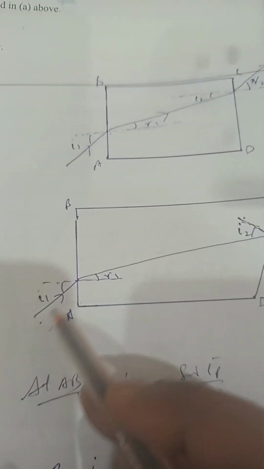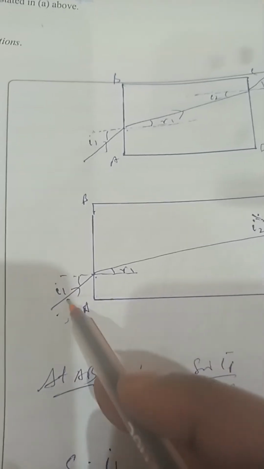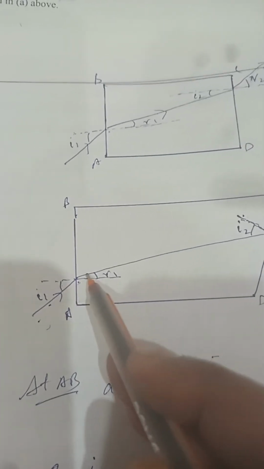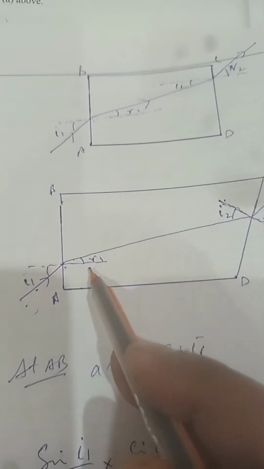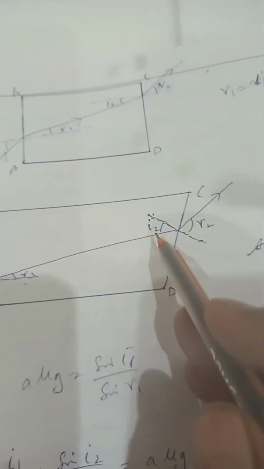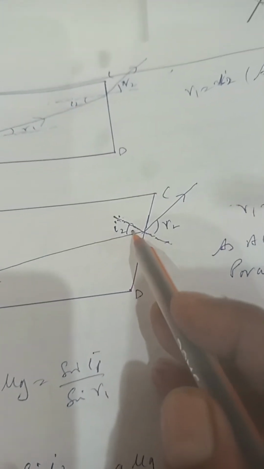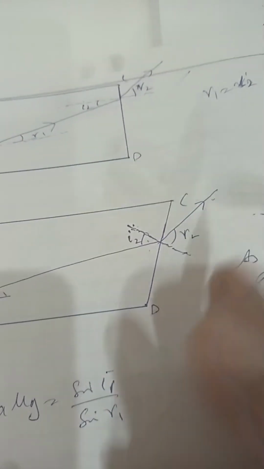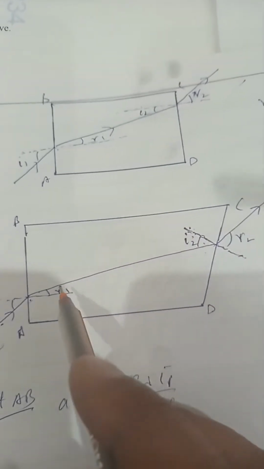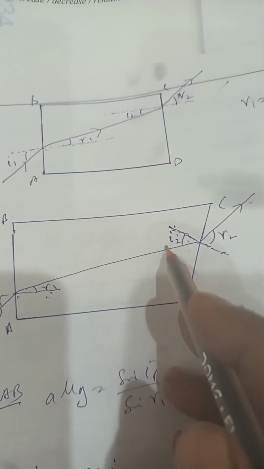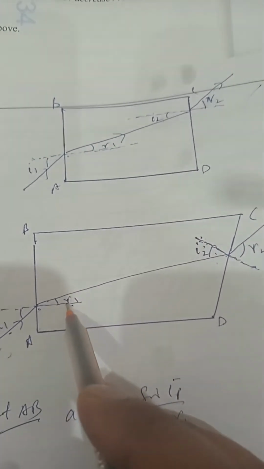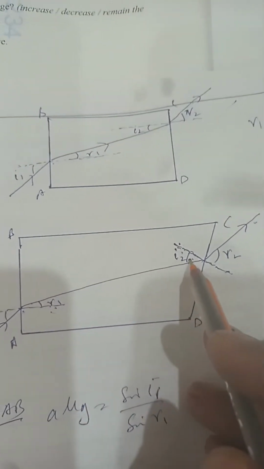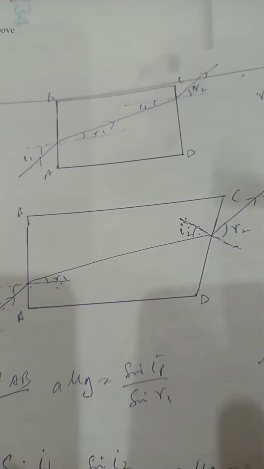Okay, this is the angle of the incident ray. This is the refracted ray. This is the angle of refraction at first surface. This one is the angle of incidence at second surface, and this is the emergent ray. So in this case, R1 and I2, that is the angle of refraction at first surface and angle of incidence at second surface, will not be equal. Okay, so the diagram will be of this type.